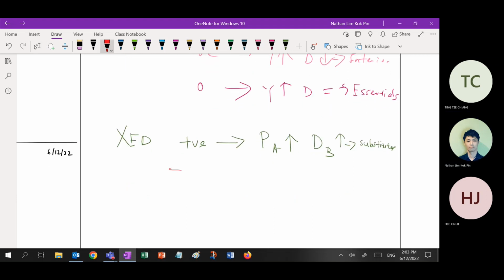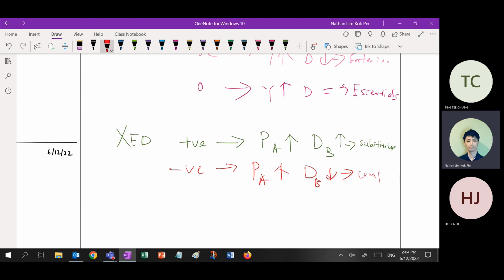Negative: when the price of A goes up, demand for good B will go down. When the price of a computer goes up, demand for the mouse will go down. That's complementary. They are complements. Another thing you need to take note of is that complements are not raw materials that produce the good.